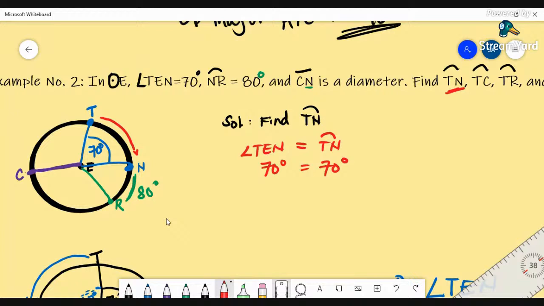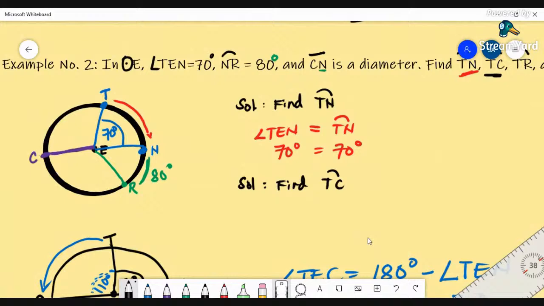Okay? Next, let's find TC. So, dun naman tayo sa TC. Ito, arc TC. Solution. So, find arc TC. Paano yung magiging solution natin for that one? So, let's try to look at this model dito sa ating circle. Yung ating arc TC is located dun sa right or left part ng ating semicircle CN. So, this is your arc TC. Correct? Now, kung titignan natin yung trend niya, arc TC and arc TN form a semicircle. And we know that a semicircle is 180 degrees in measure. Okay.